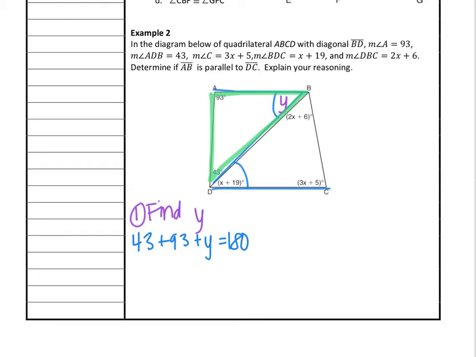Go ahead and pause the video. When you come back to hit play, we'll have our answer for Y.